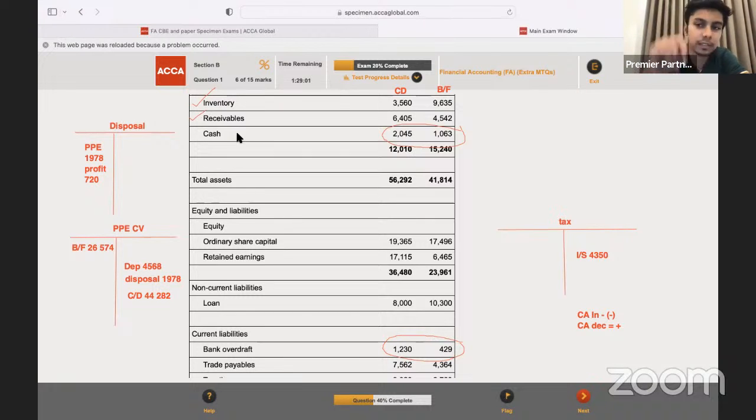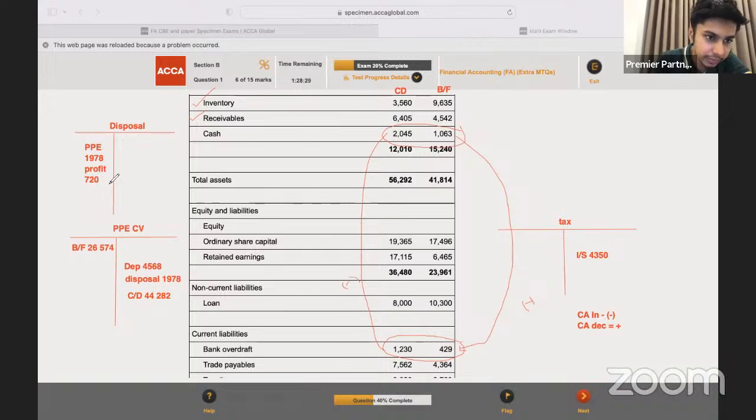Right. So now, guys, this is what you have got to do. Now, cash starting is 1063. So always, guys, I said, if there is cash, what you should do, then check for bank overdraft. If there is an overdraft, you should subtract it, because bank overdraft is considered as negative cash. So if there is a bank overdraft, you have to subtract. Same with this. From 2045 cash ending balance, if there is an overdraft, guys, you have to subtract.